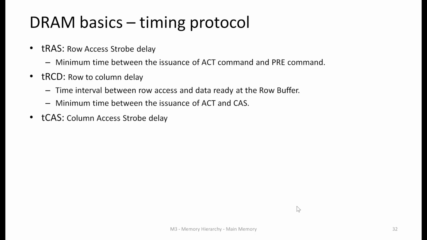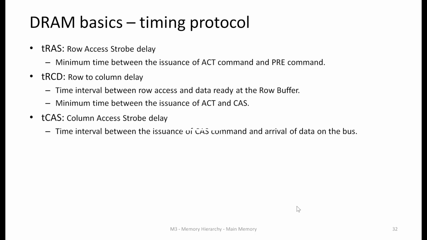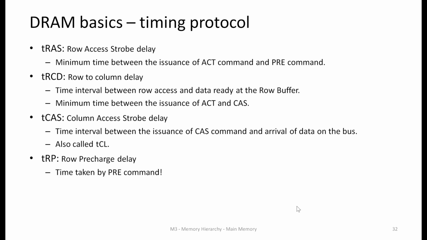Another timing constraint is tCAS, column access strobe delay. This is the minimum time between the issuance of a CAS command to the bank and arrival of the data from the bank. It's also called column latency, tCL. Another timing is tRP, row precharge delay, which basically is the time taken by the precharge command.